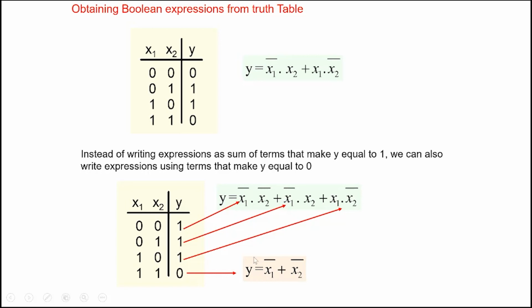So you can go from a truth table to a Boolean expression. You can go from a Boolean expression to a truth table. You can represent the Boolean expression by looking at ones. You can represent the Boolean expression by looking at zeros.